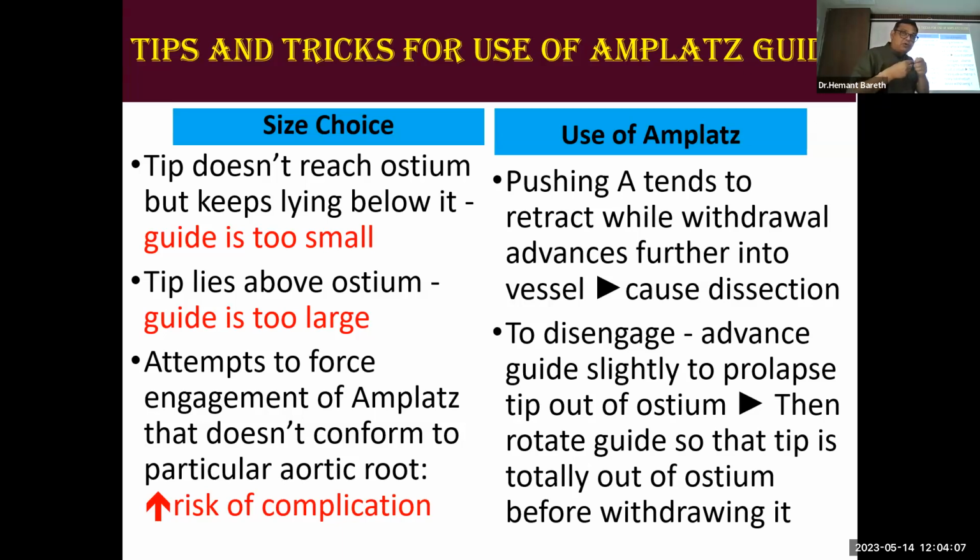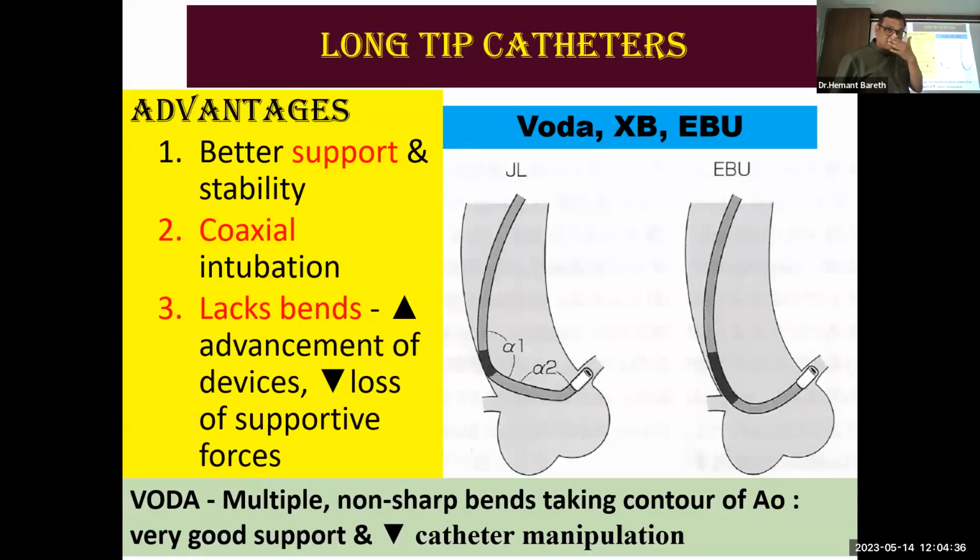So the way to do it is you push it a little bit. If you have to remove the Impulse, you push it a little bit. So then it will come out of the ostium of the left main and then you rotate it. And then once you rotate it, it will move away from the left main. And now you can actually pull it. So you just don't pull it. You push it. It comes to the ostium of the left main. You rotate it. It moves out of the ostium of the left main. And now you withdraw it. So this is the way of withdrawing the Impulse catheter.